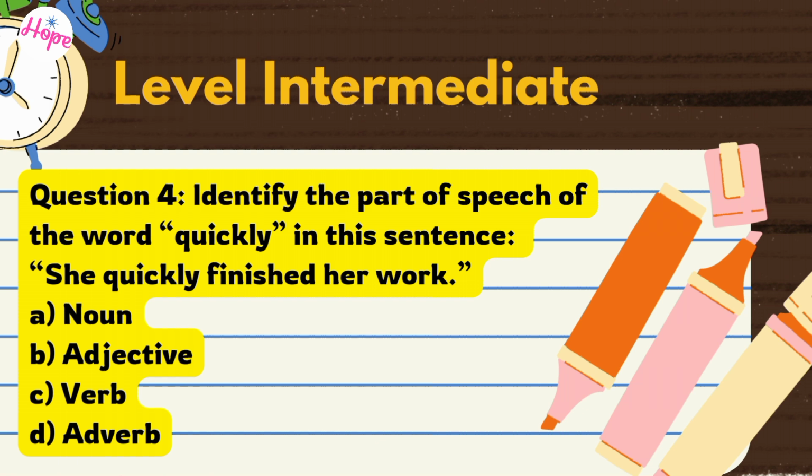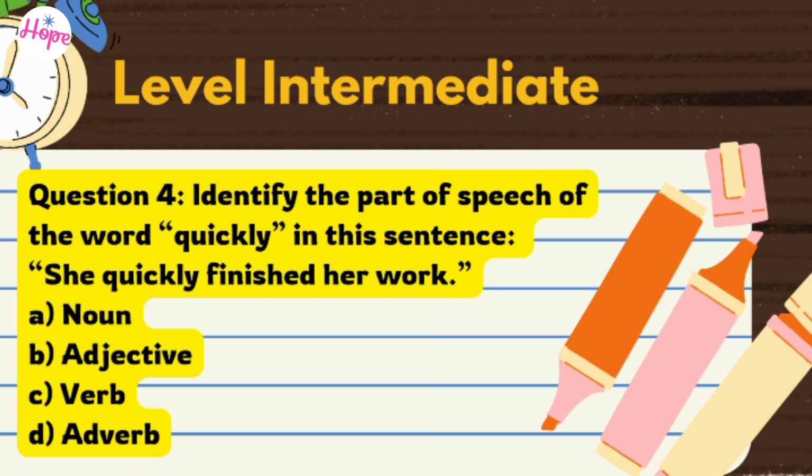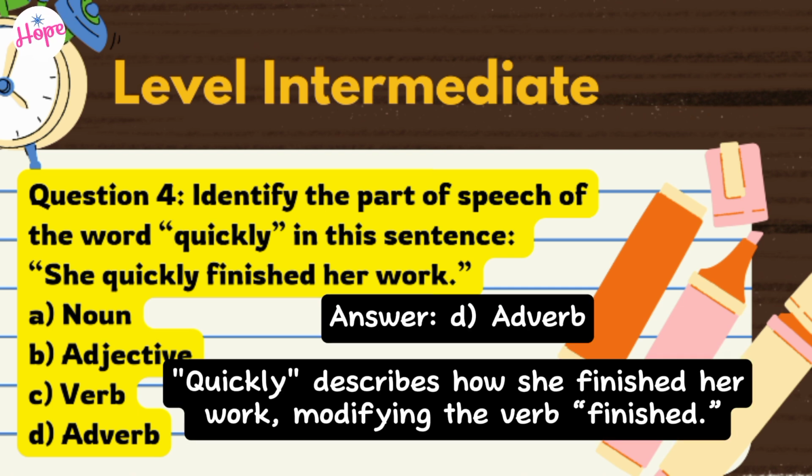Question 4. Identify the part of speech of the word quickly in this sentence. She quickly finished her work. Answer D. Quickly describes how she finished her work, modifying the verb finished.